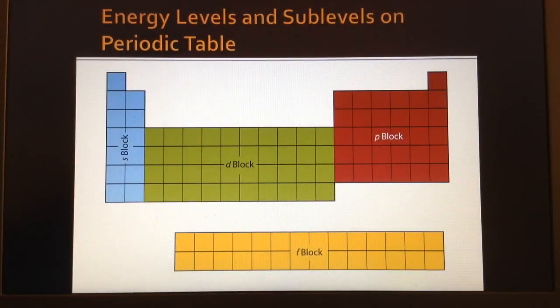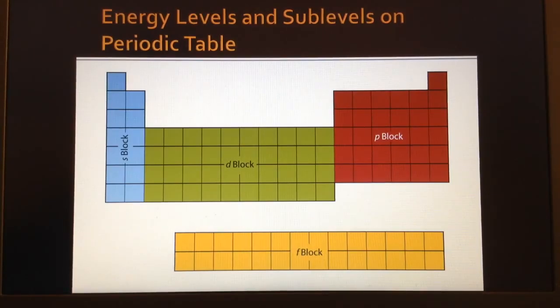So we can see both the energy levels and the sublevels on the periodic table. So this is where those letters come back. And we divide our periodic table up into chunks. On the far left side, the alkali metals and the alkaline earth metals make up the S block. So 1s, 2s, 3s, 4s, 5s, 6s, 7s, so on and so forth. The transition metals in the middle make up the D block. So that has the D sublevel. So remember, those start at energy level 3. So we have 3D, 4D, 5D, and 6D.